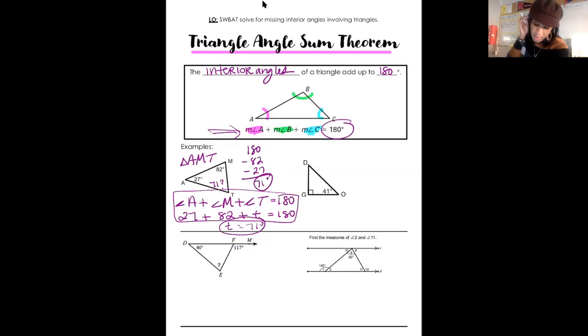Okay, in this next example here, we have a right angle. We know a right angle is 90 degrees. So that's not unknown. We know that. It's labeled. This is unknown though. We don't know the measure of angle D. But angle D plus angle G plus angle O should equal 180 degrees. We don't have a value for D. I'm going to use D. Plus 90 is the value of angle G. Plus 41 is the value of angle O. And that should equal 180 degrees.